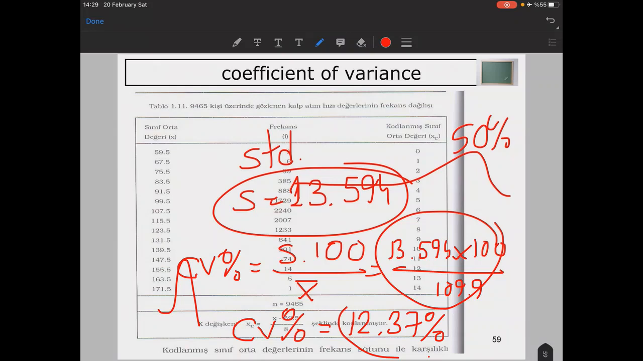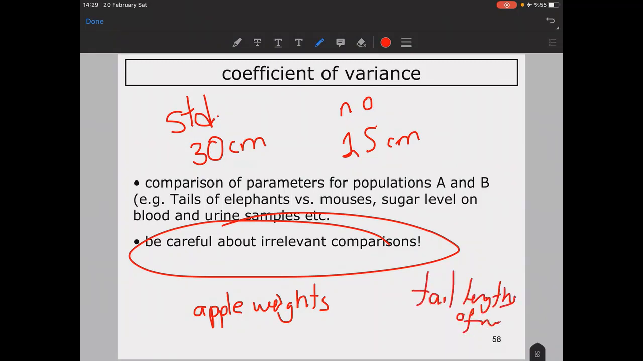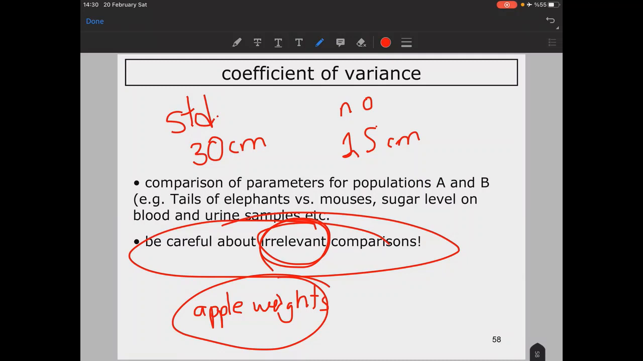That's the idea for comparison, but be careful about irrelevant comparisons. I mean, if you're comparing apple weights with, for example, tail lengths of mice, look, this is an irrelevant comparison, okay? It doesn't have a meaning at all. It will not help us to make irrelevant comparisons relevant. No, it's not possible, but we should be careful about doing relevant comparisons, like apple weights, coefficient of variance in an apple population and coefficient of variance in, for example, a watermelon population. Okay, now that makes sense, since they are relevant. Making them relevant is our job. The researchers or the person who studies is responsible for this. Because coefficient of variance is not something magic that can help you with any type of population comparison. Just be careful about that.